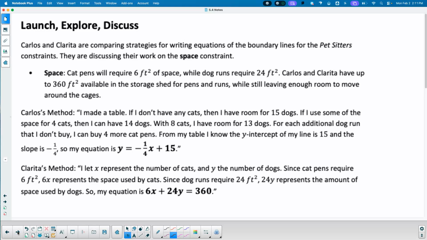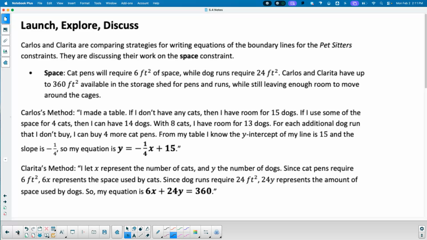So let's dive back into our long lost friends Carlos and Clarita, still working on getting their pet boarding business off the ground. They're talking about the spatial constraints, and we've made these equations many, many times.